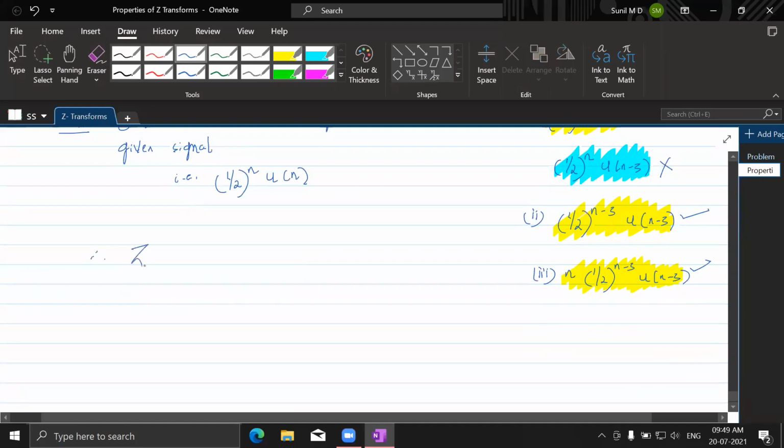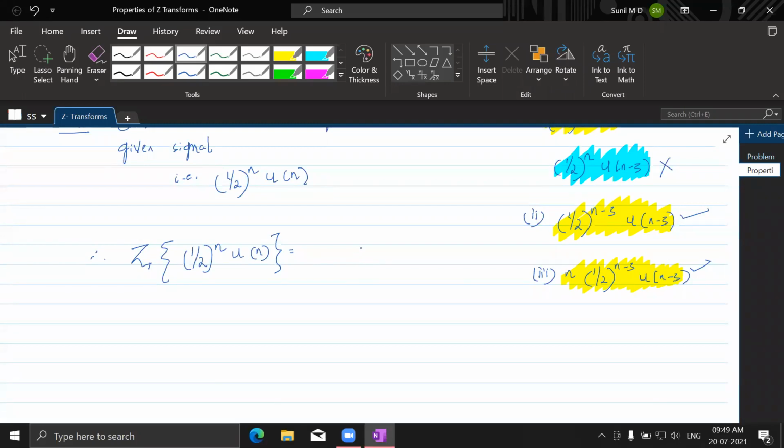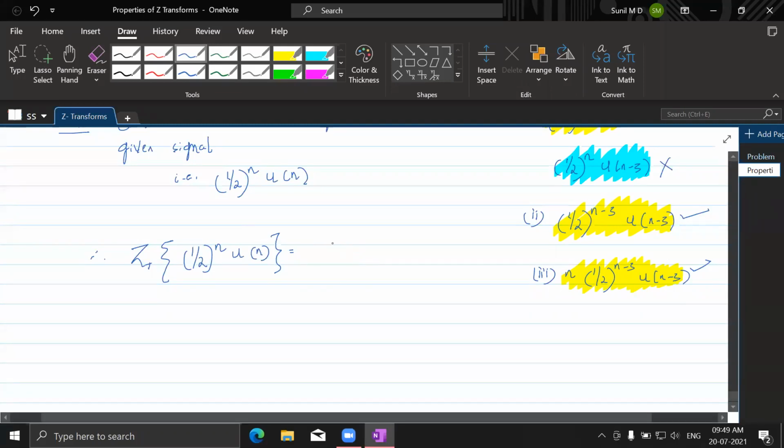Therefore, what we are looking at is the Z transform of half power n u of n. What is it, anybody? Which signal is this? This is a positive time exponential. So what is the Z transform of a positive time exponential? It is Z by Z minus half with ROC outside the circle with radius half, because it is a positive time exponential.